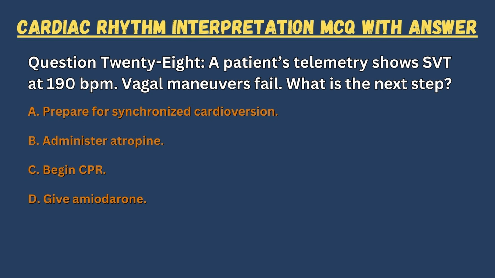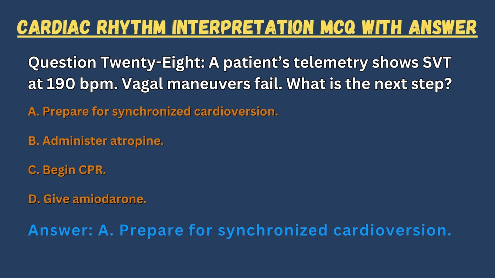Question 28. A patient's telemetry shows SVT at 190 BPM. Vagal maneuvers fail. What is the next step? A. Prepare for synchronized cardioversion. B. Administer atropine. C. Begin CPR. D. Give amiodarone. Answer: A. Prepare for synchronized cardioversion.